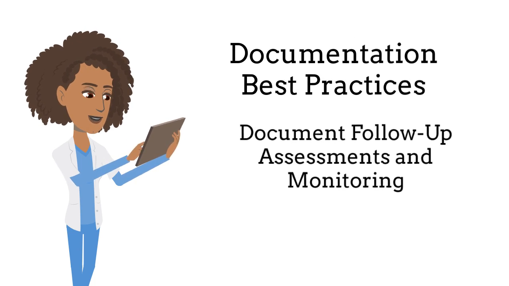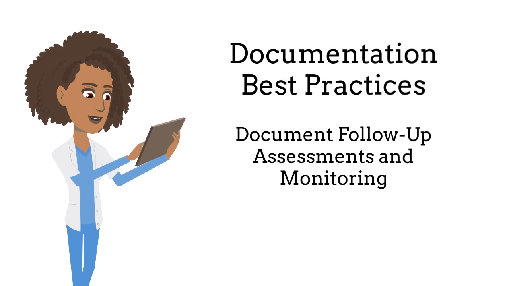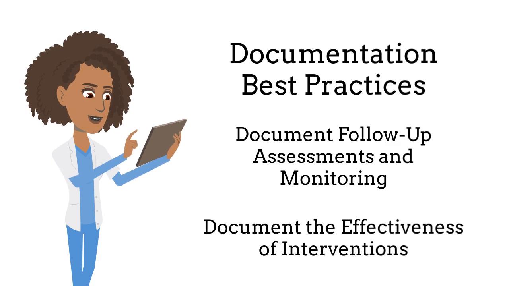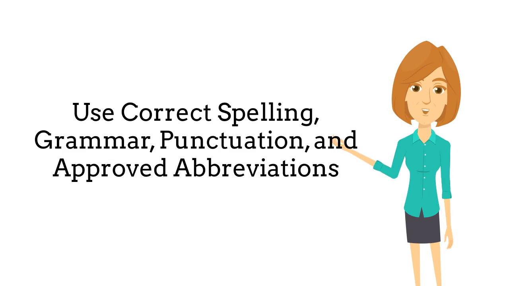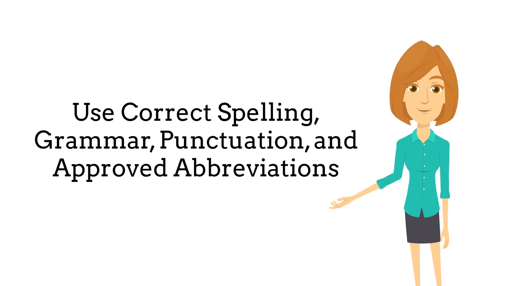Good medical record documentation includes follow-up assessments and monitoring based on the resident's clinical condition and facility policy and procedure. For example, at many organizations, there is a documentation policy that includes the charting will be completed every shift for 72 hours after a resident injury or change in condition. It is also important to document the effectiveness of resident intervention and the resident's response to those interventions. And of course, good medical record documentation includes correct spelling, grammar, punctuation, and the use of approved abbreviations.